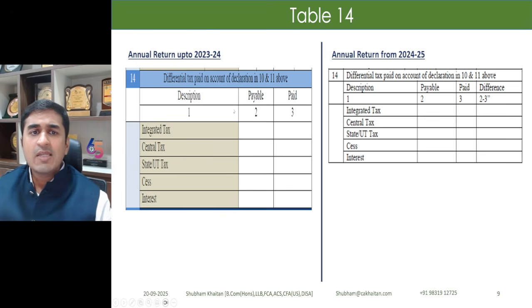Table 14 is basically tax payable minus tax paid. So payable, paid, and now there is a column for difference, which was not there earlier. Ideally, payable should be equal to paid in every case.